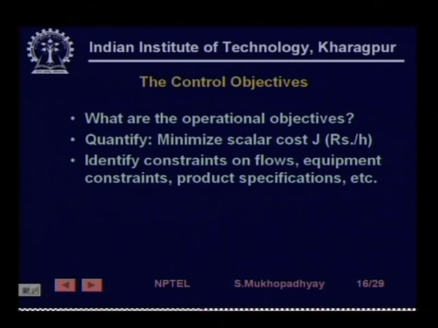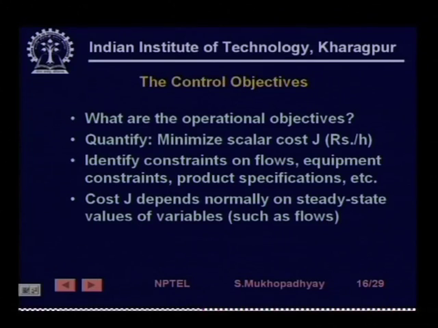So, you also need to understand the various constraints on flows. If you want to do that, you need to identify the constraints on flows, the various equipment constraints, actuator input constraints, and you also need to understand the product specifications. That is, let us say, the product composition bounds, or the product dimension bounds. So, these are very important to be identified before the control objectives can be specified. Only after that can you even start doing a controller design.